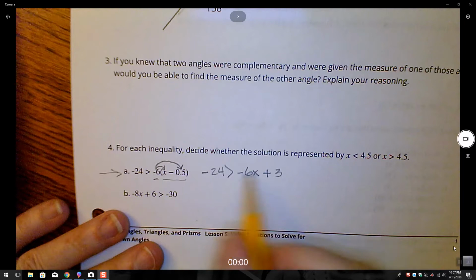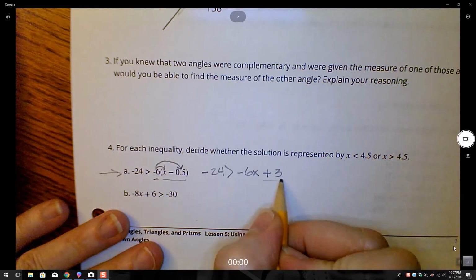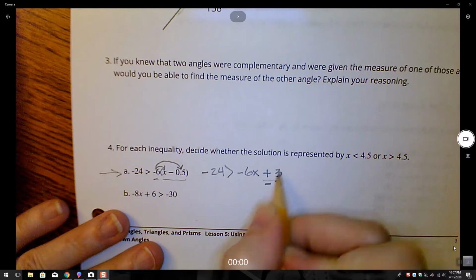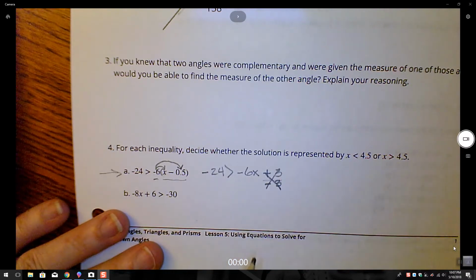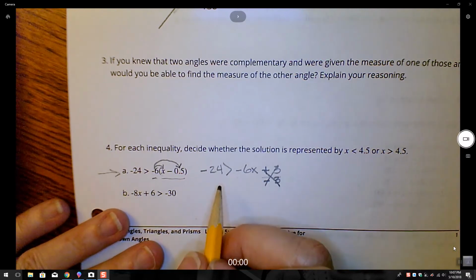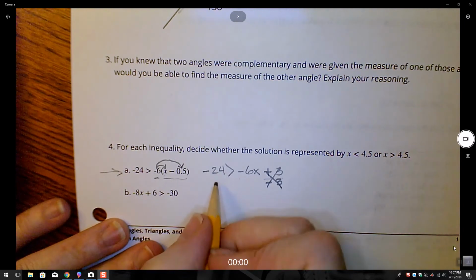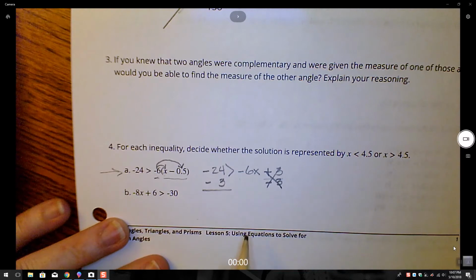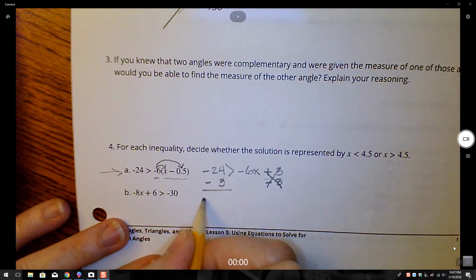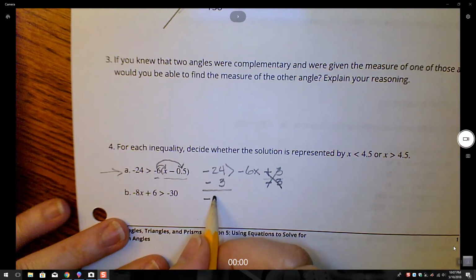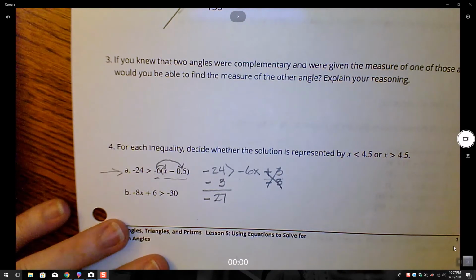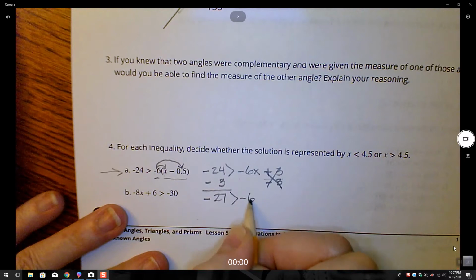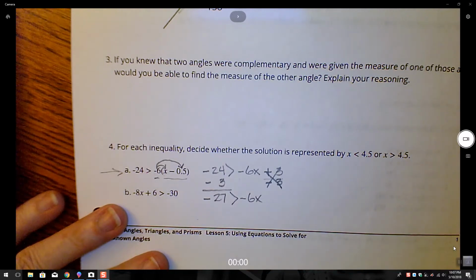Now we know what we need to do. We need to get rid of the riffraff. This is riffraff. It's positive 3. We can add negative 3 to it, and we get 0, right? I'm just going to cross that off. Because we did it to this side, we need to do it to this side. We subtracted 3, we're subtracting 3. And what do we have? We have a negative 27. Is my math right so far? Hopefully. Okay, is greater than negative 6x. That's what we're left with.